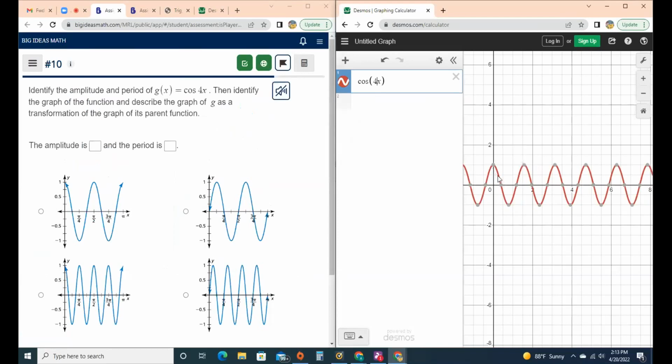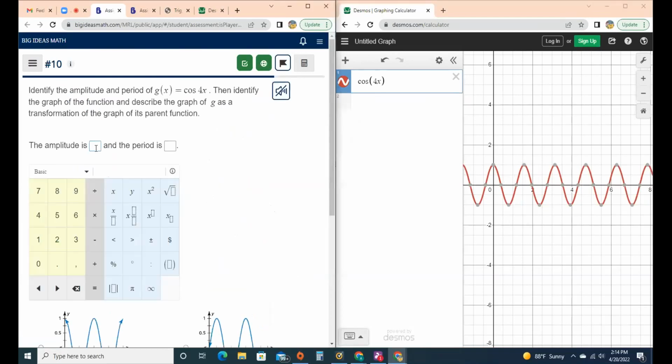Amplitude is the max minus the min again. So the max is 1. What is the min? Negative 1. It's 1 minus negative 1, which is 2, divided by 2. That's 1.